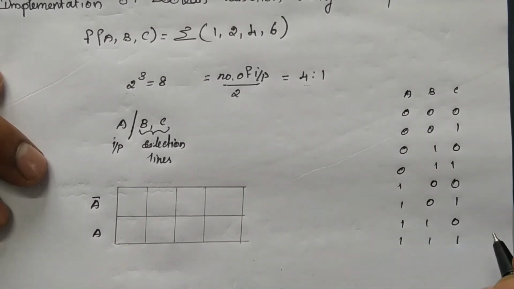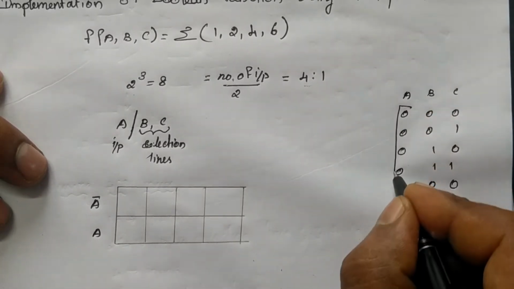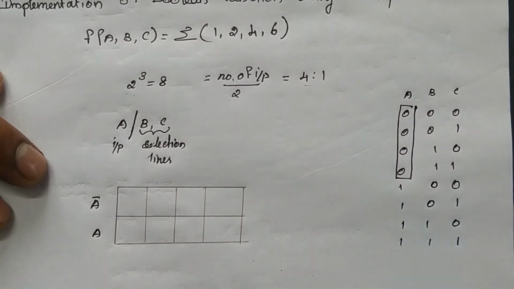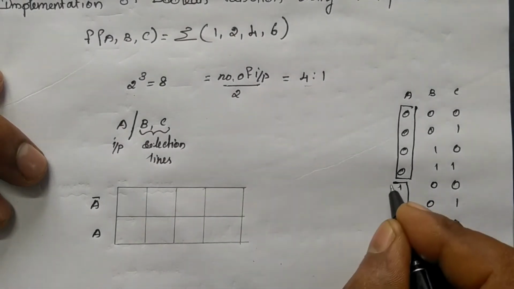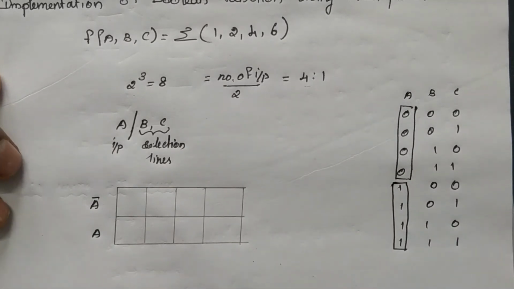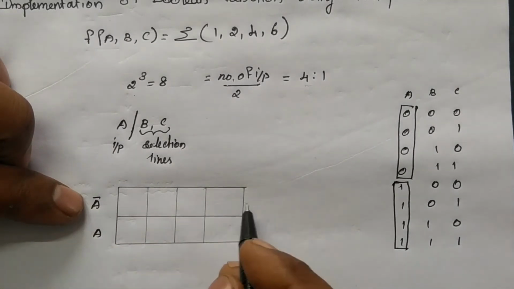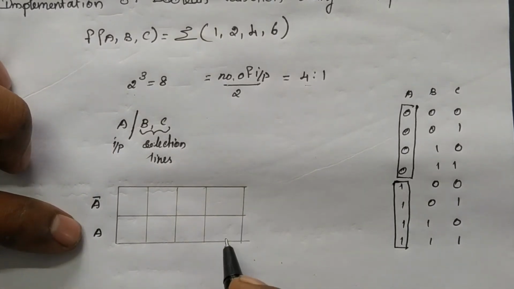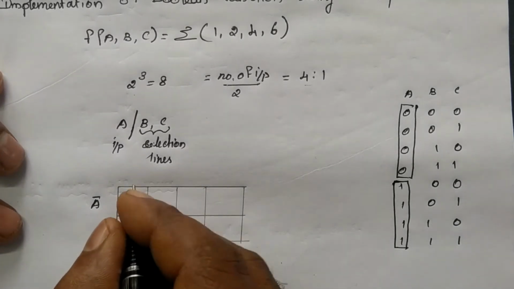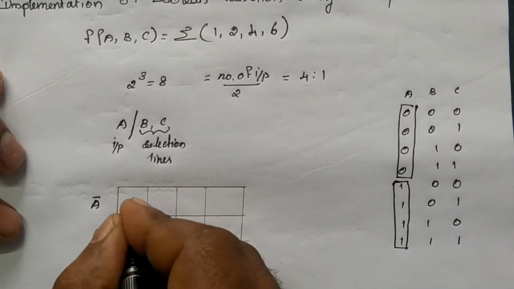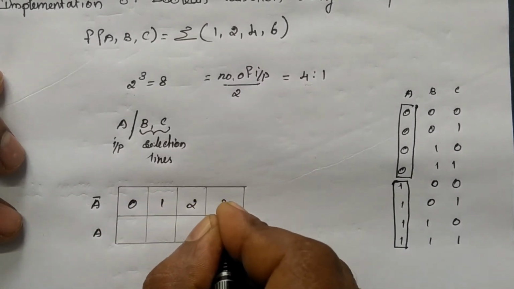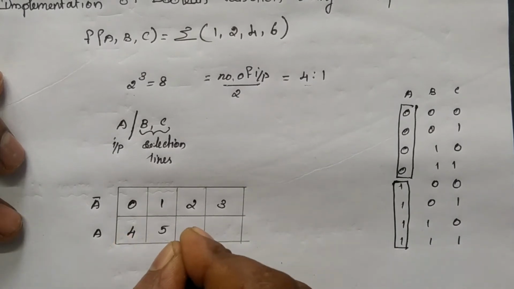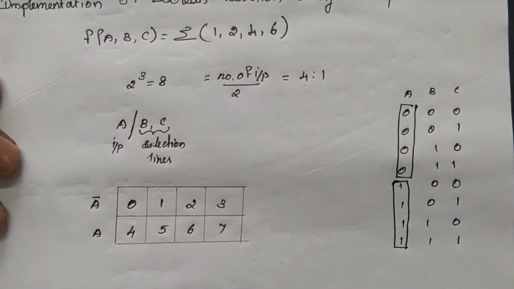For the first 4 values we are having the a value as 0, and for the remaining 4 values a is equal to 1. That's the reason why for the first 4 values we are representing a as a bar, and for the second 4 combinations we are considering a is equal to 1. Here the first values are 0, 1, 2, 3, and here it's 4, 5, 6 and 7.